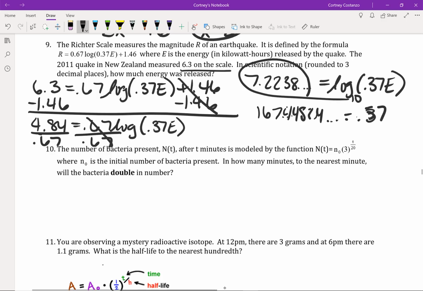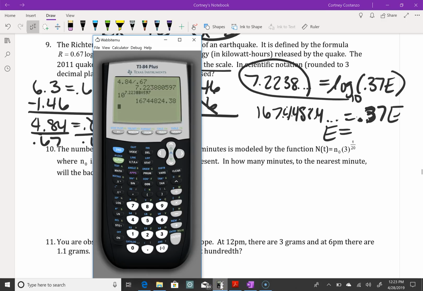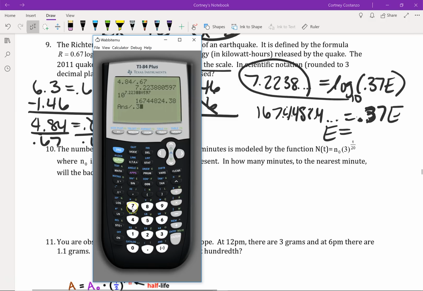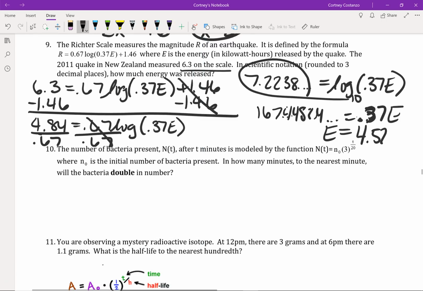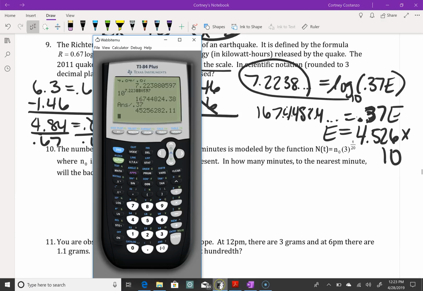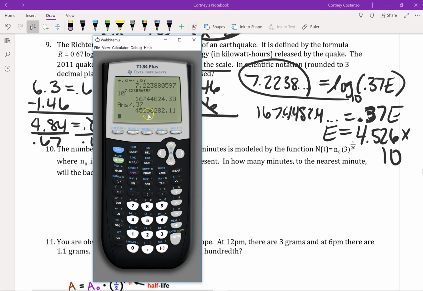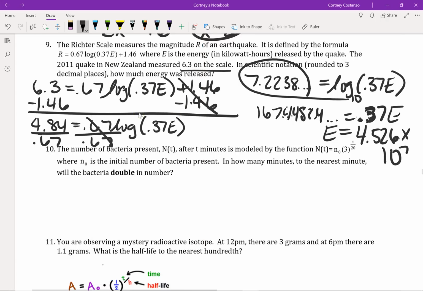Divide that by 30.37. Take that answer, divide it by 0.37. Okay, let's think about this because the directions say write it in scientific notation, rounded to 3 decimal places. So rounded to 3 decimal places would be 4.526. So 4.526 times 10, and then we have to figure out what our exponent's going to be here. So times 10 to the, that was 1, 2, 3, 4, 5, 6, 7 swings. So it'd be 10 to the 7th power.